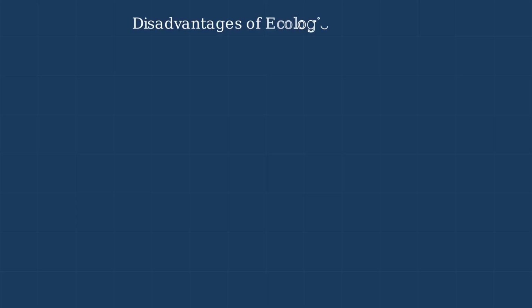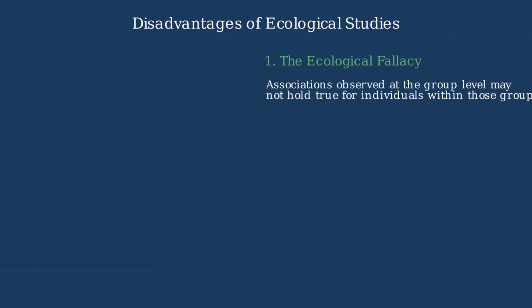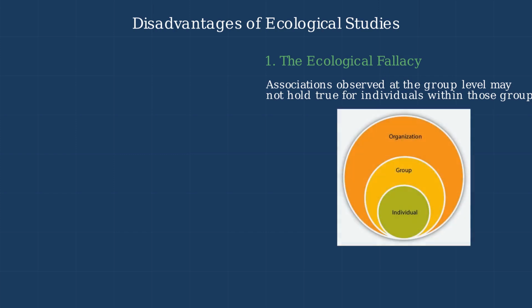While ecological studies provide valuable population-level insights, they have significant limitations researchers must consider. The first major disadvantage is the ecological fallacy. This occurs when researchers incorrectly assume that relationships observed at the group level necessarily apply to individuals within those groups. For example, a study might find that countries with higher coffee consumption have higher rates of heart disease. However, this doesn't mean individuals who drink more coffee have a higher risk of heart disease.